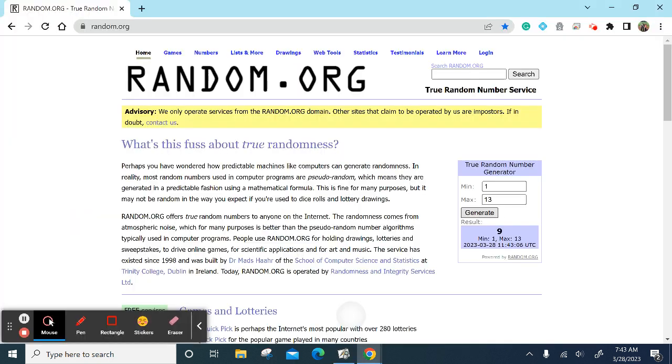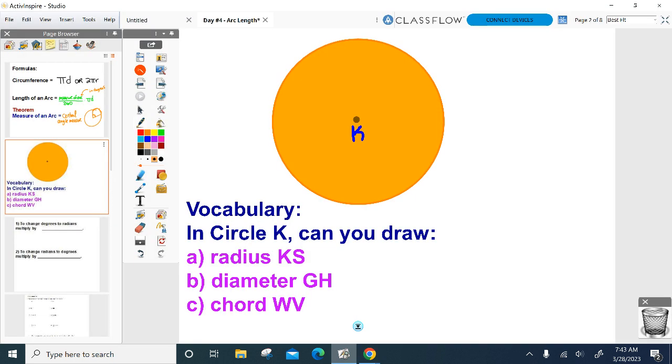Tell me how to write radius KS. How do I draw radius KS? You go from the center to the circle, out. I got you.